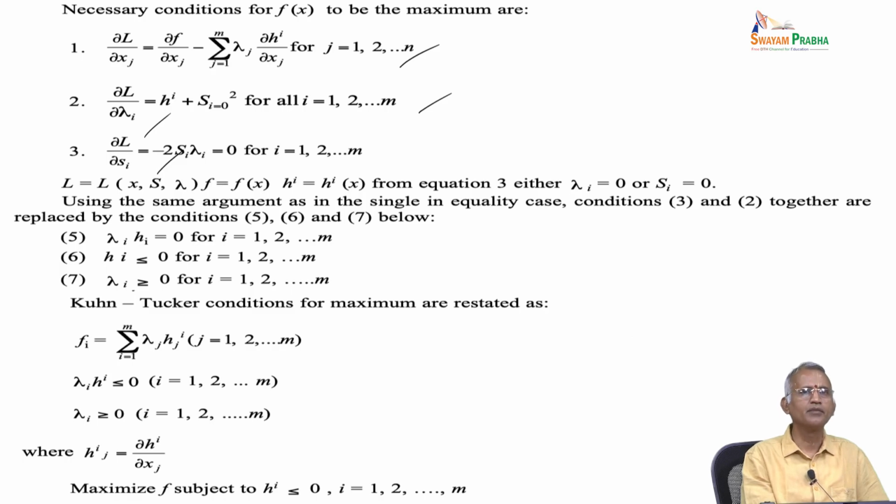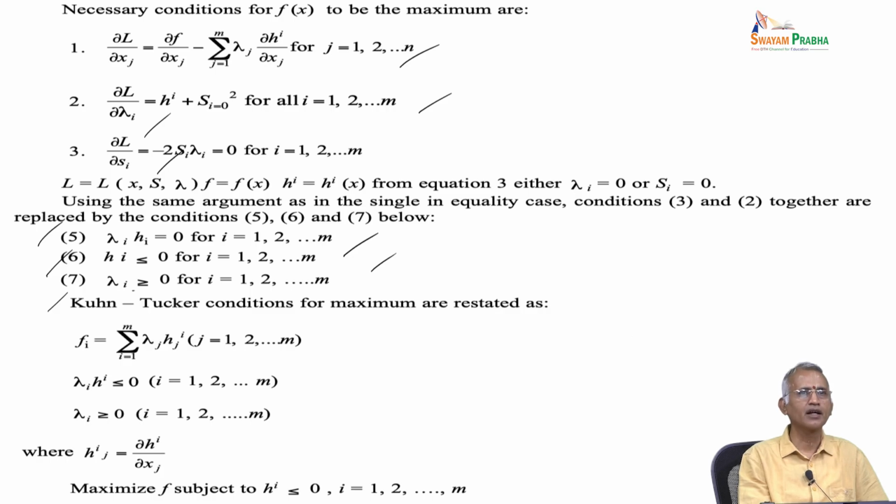Use the same argument as in the single inequality case. In the previous case, in equation 3, either lambda equal to 0 or s i equal to 0. Here, conditions 3 and 2 together give conditions 5, 6, 7. Therefore, for 5, lambda i into h i equal to 0, i varies from 1 to m. For 6, h i is negative, and i varies from 1 to m. For 7, lambda is positive, with corresponding i equal to 1 to m.